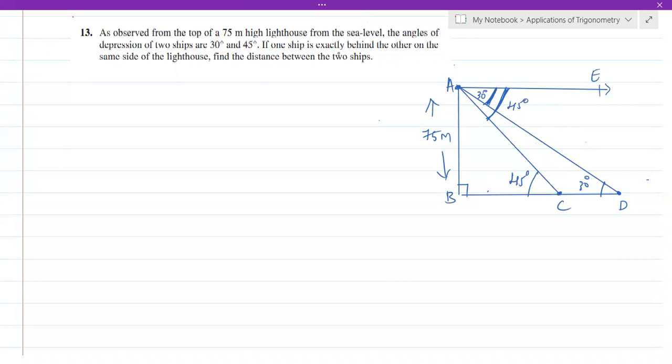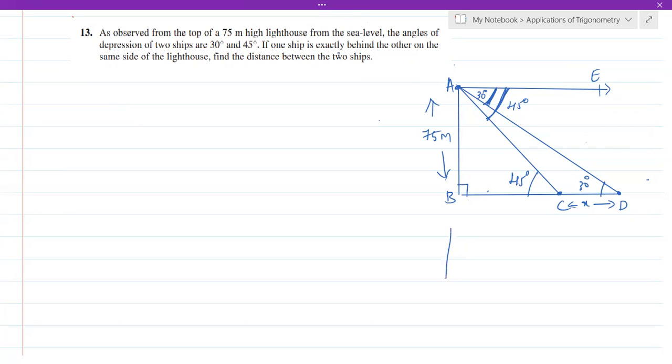Again, here there are two triangles. Actually what we have to find is the distance between the ships, that is between C and D, whatever the distance. Let's take it as X. X is the value that we have to find. So again, there are two right angle triangles. One is ABC, the other one is ABD. Let me draw that separately.